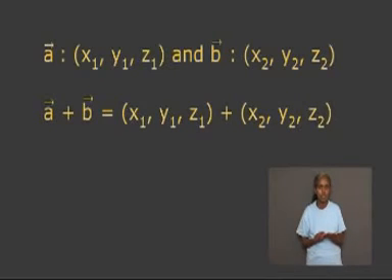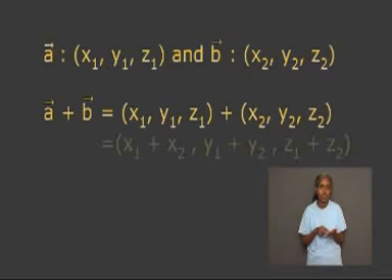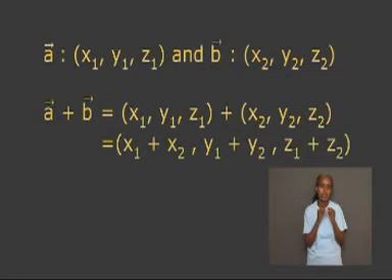then we can conclude that vector A plus vector B is the vector with its initial point at the origin and terminal point at x1 plus x2, y1 plus y2, and z1 plus z2. Therefore, the sum of two vectors is obtained by adding the corresponding coordinates of the terminal points of the two vectors.